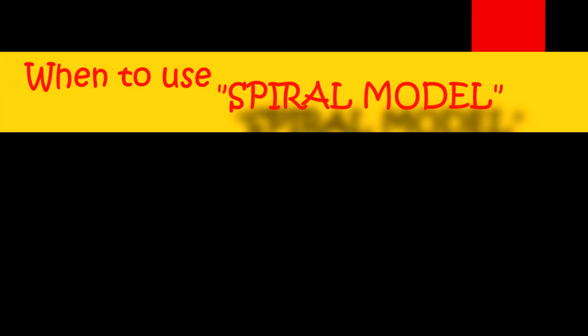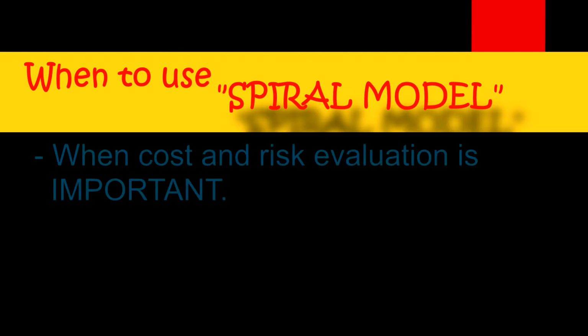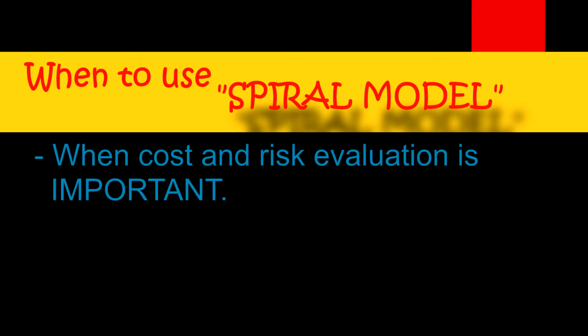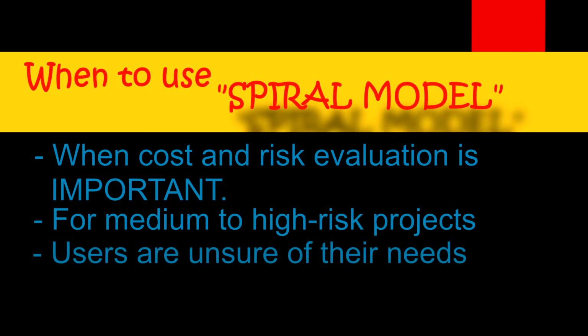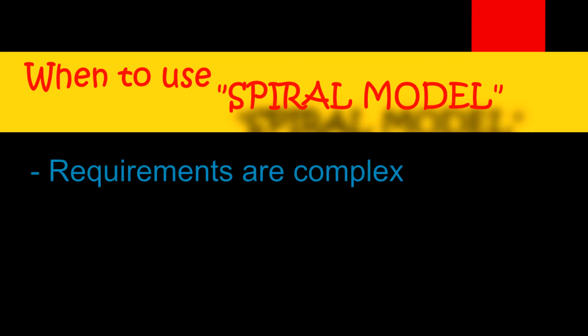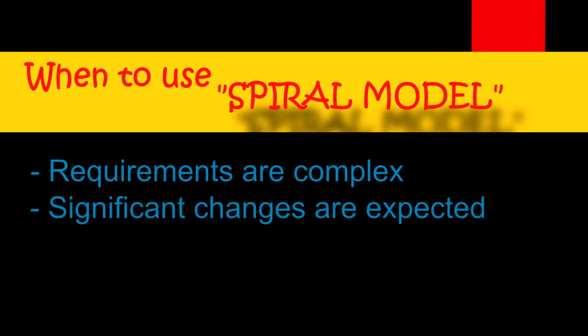And now, you are going to know when to use the spiral model. You can use the spiral model when costs and risk evaluation is important, for medium to high risk projects, when users are unsure of their needs, requirements are complex, and significant changes are expected. In the spiral model, there is a four-fold procedure.